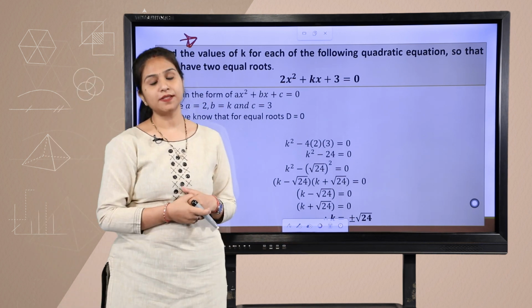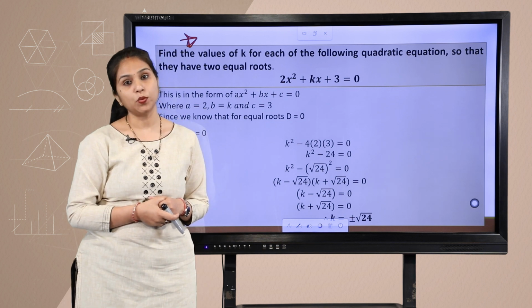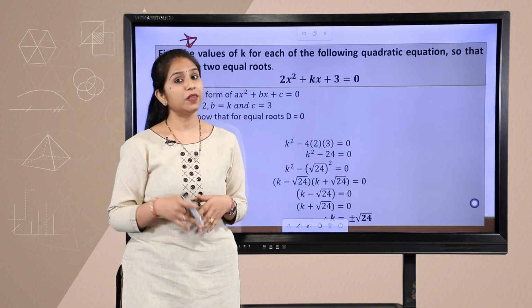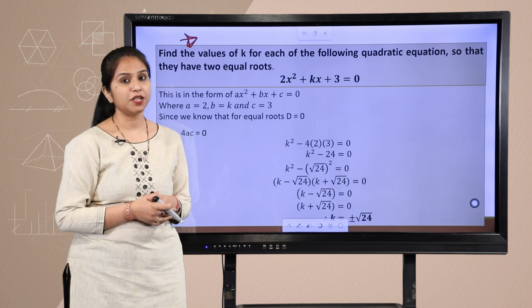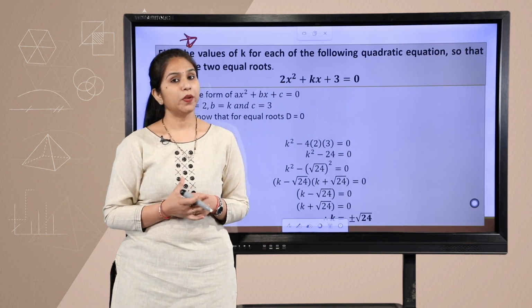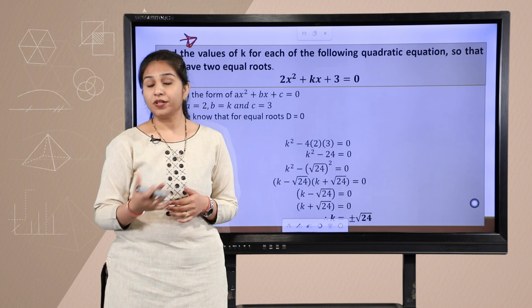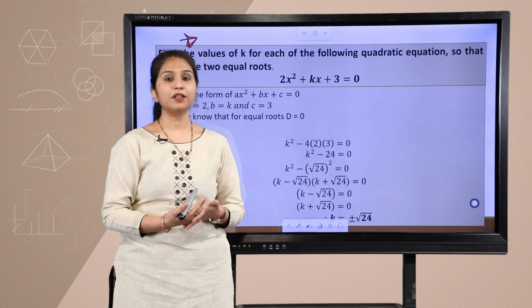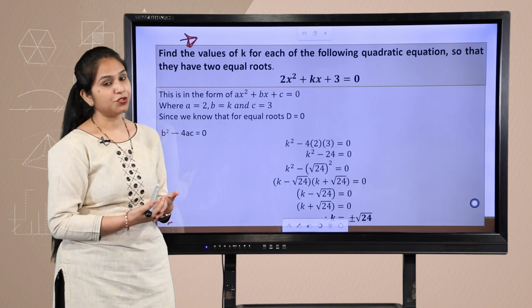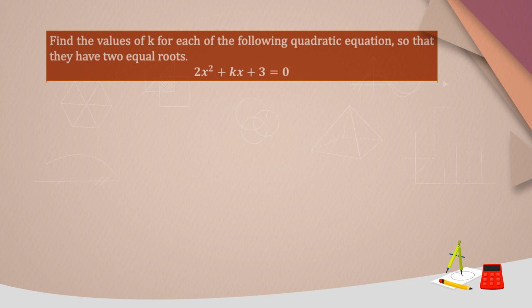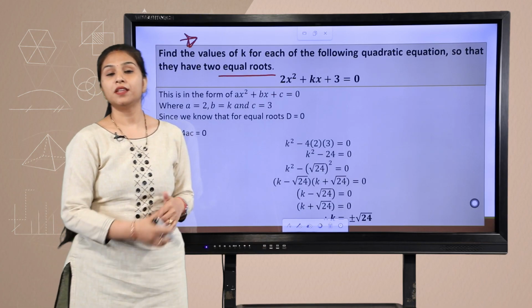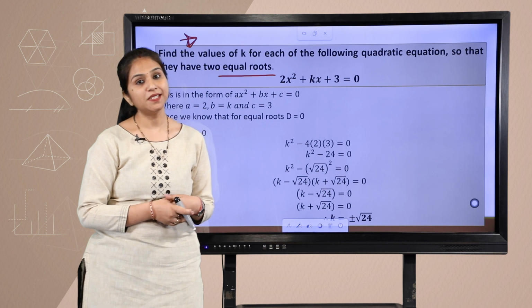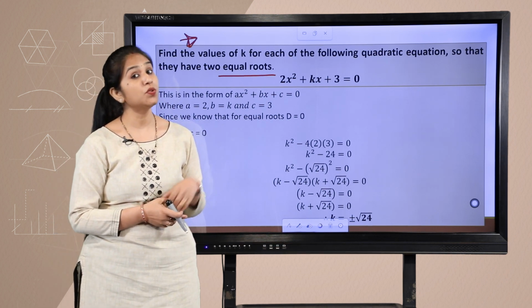Here I am sharing one example where the nature of root is equal roots, but you might get a question where they can give you an equation and they will give you the condition that find the value of k where the nature of root is no real root, or where the nature of root is real and distinct roots. So accordingly you have to solve. So let's solve this question. You will see here a is 2, b is k and c is 3, and the nature of roots are equal roots. So in equal roots your condition is b square minus 4ac is equal to 0.